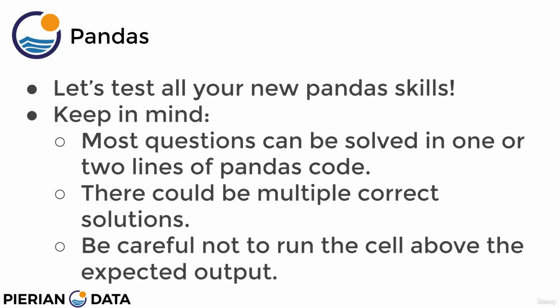And also, if you want to see that expected output, be careful not to run the cell that's right above it. You'll notice that each exercise question has two cells, one that says code here and then one that's left blank. You should write your code in the code here cell and not run the cell above the expected output, otherwise it would clear the expected output. I'll show you what I mean by that in just a second.